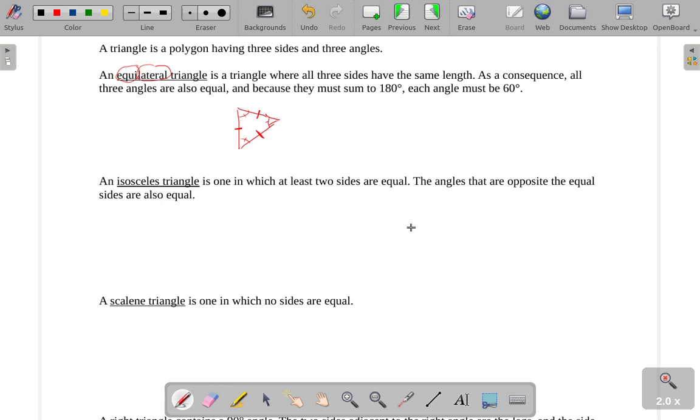An isosceles triangle is one where you have not all 3, but 2 of the sides being the same length. So something like this would be an isosceles triangle. And what we end up seeing in an isosceles triangle is that the angles that are opposite the sides, so this side has this angle being opposite, and this side has this angle being opposite, well, those angles end up having the same measure as well.